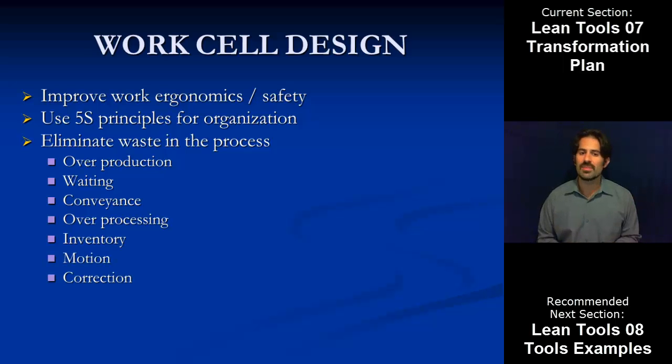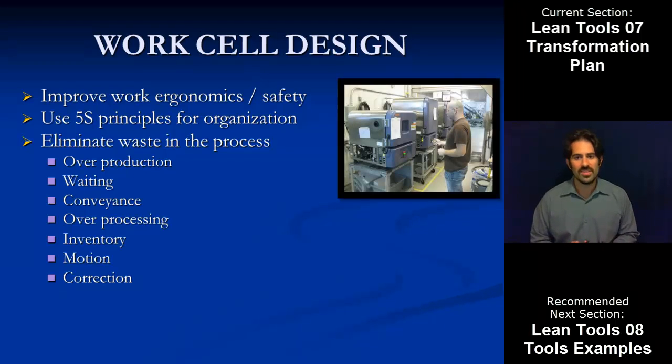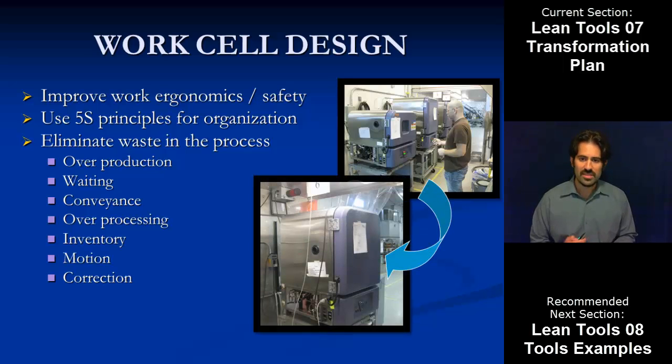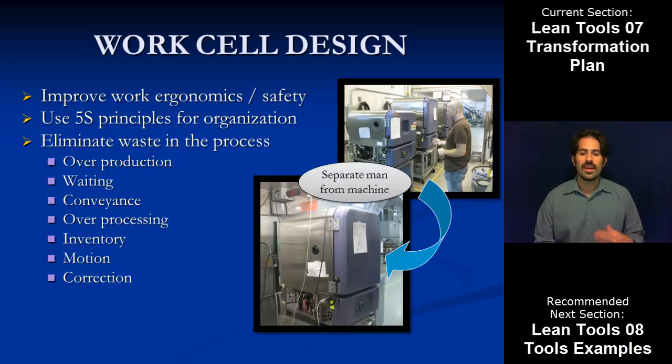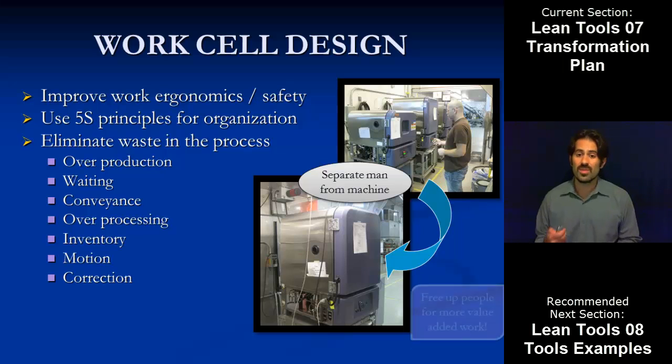So those are the 7 types of waste, and any opportunity we have to eliminate any one or combination of those by the physical layout of our workspace, we want to capitalize on. And just as an example, something like this. In this example, there was an opportunity to eliminate the waste of waiting by separating man's work from machine's work here to make the cell smaller, more compact, and make the process more efficient.